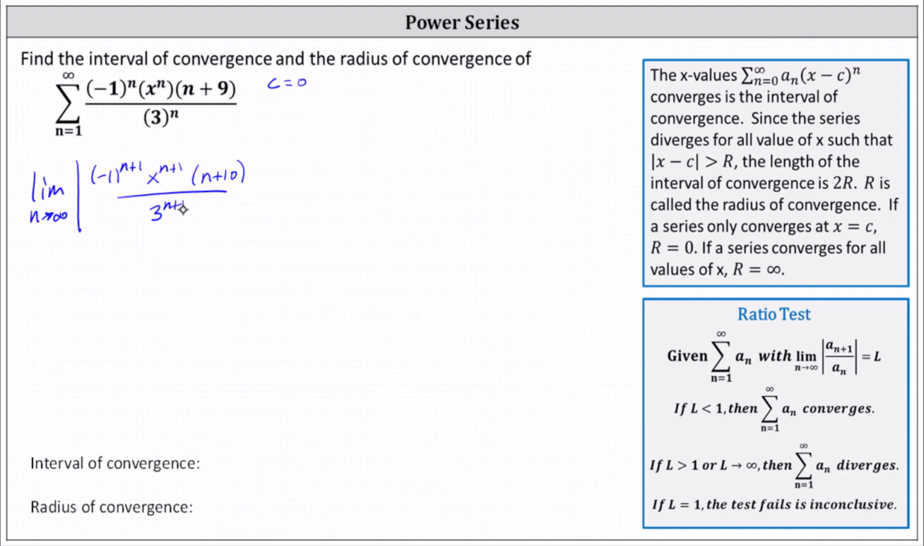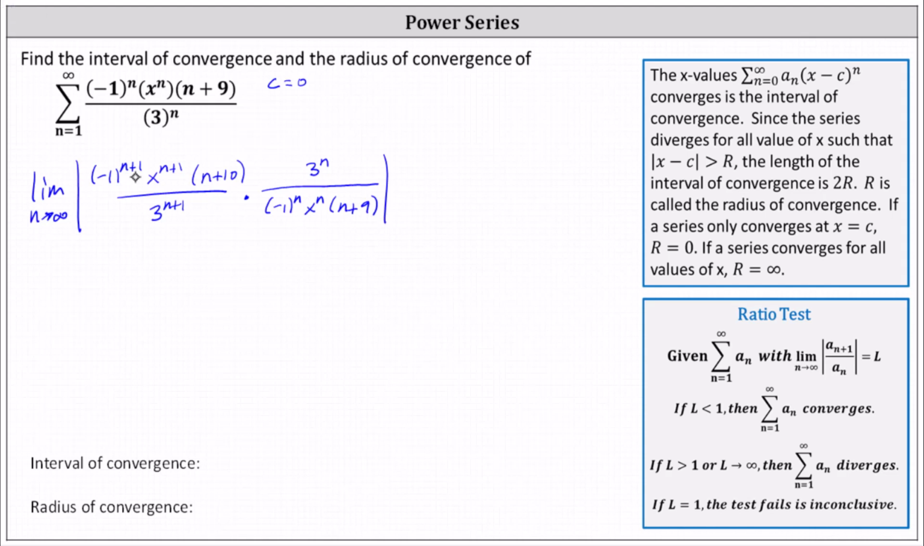And then instead of dividing by a sub n, we'll multiply by the reciprocal of a sub n, which indicates we have times 3 to the power of n divided by the product of negative 1 to the power of n, x to the power of n, and the quantity n plus 9. And now let's begin to simplify.